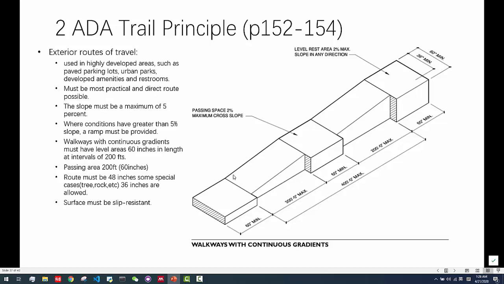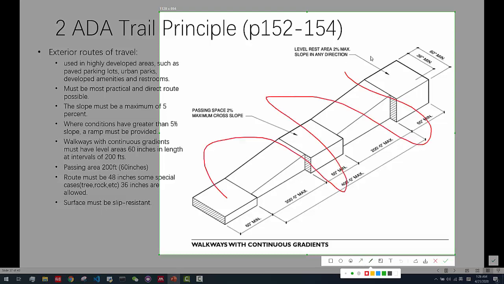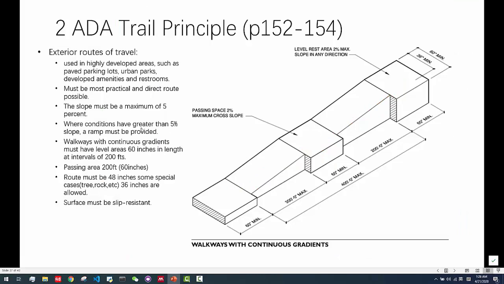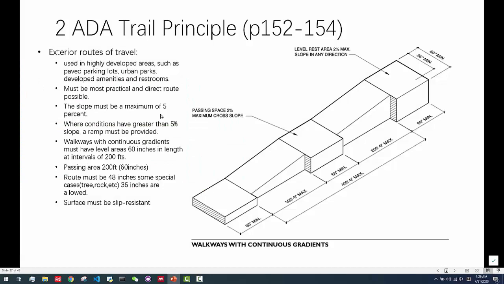So basically, for ADA, you don't want to go back and forth like that. If you can go straight, you have to go straight, because people have wheelchairs. And this is important. It shows the slope must be a maximum of 5%. That means 5% is kind of the standard. Where conditions have greater than 5%, a ramp must be provided.